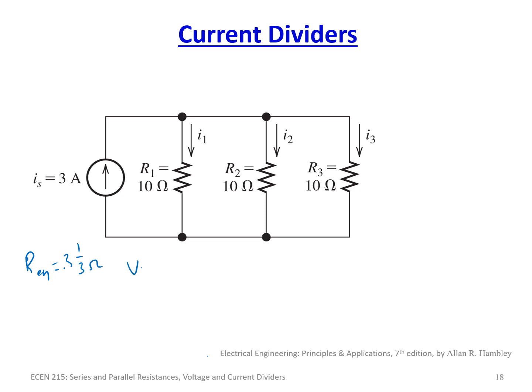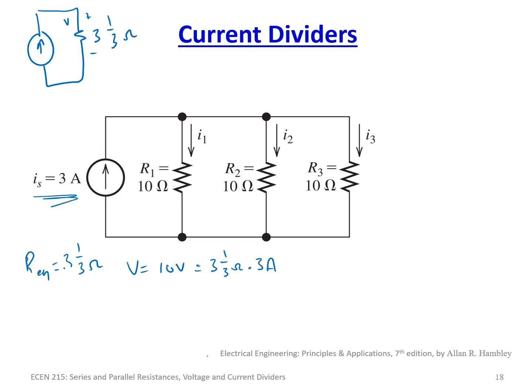So we can replace this circuit with this. And V is equal to 3 1/3 ohms times 3 amps. So V is equal to 10 volts. And of course, we get 3 amps from the power supply right here. So that's V. So now the question is, what is I1?